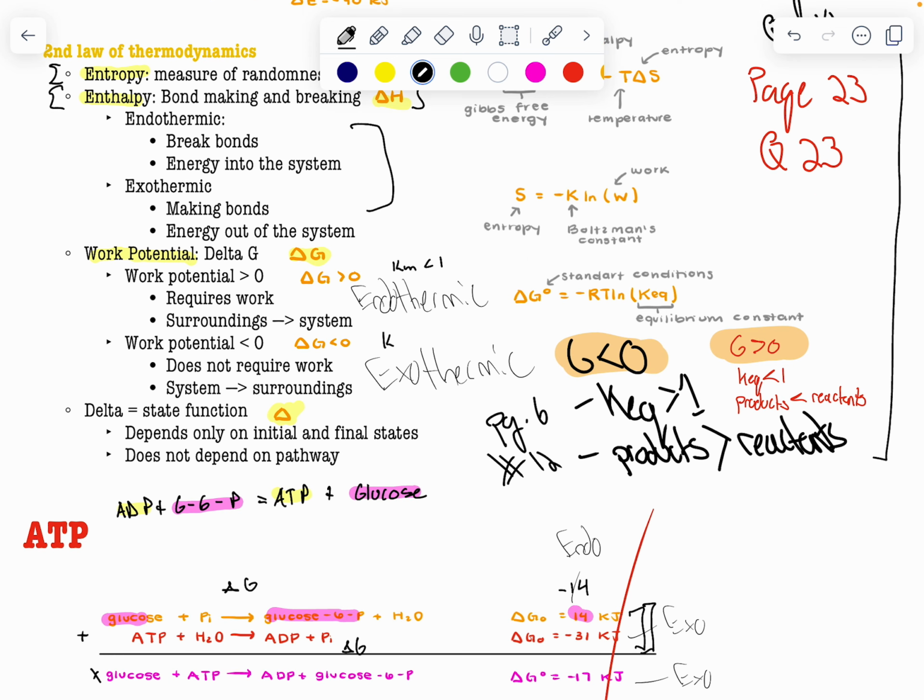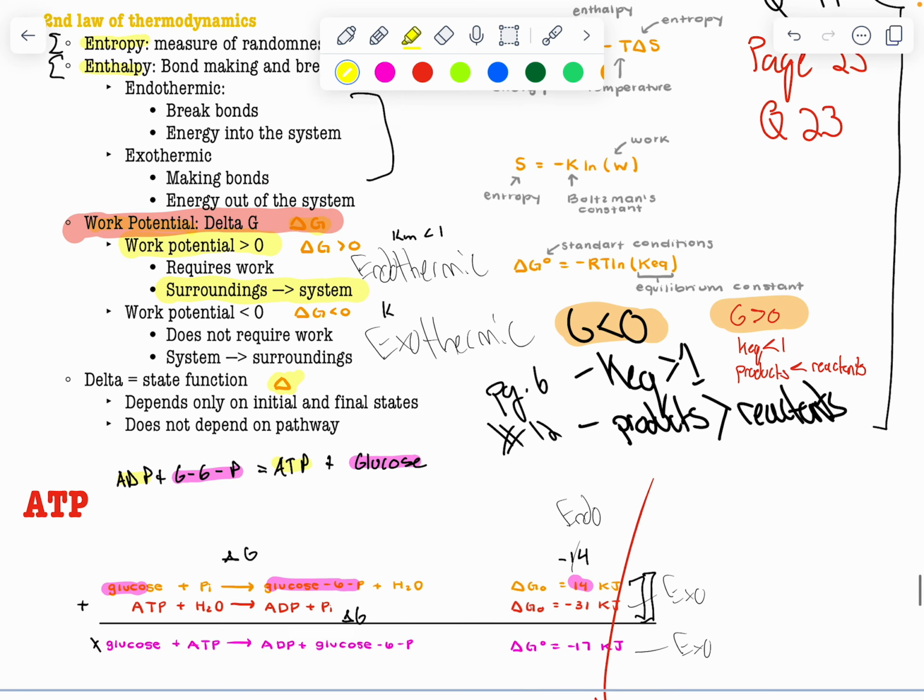Work potential, delta G, big concept right here. Delta G, work potential. So anytime our work potential is greater than 0, that means we need to put energy into the system to get this reaction to occur. So that's basically just activation energy. We need to input a little bit of energy to get these reactions to go. So our delta G is going to be greater than 0 because we need to input energy to get this reaction to occur.